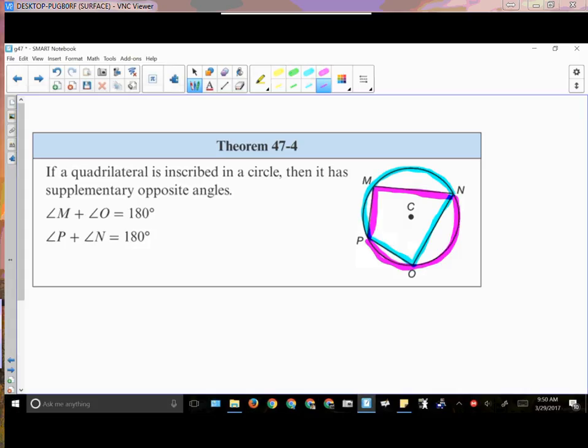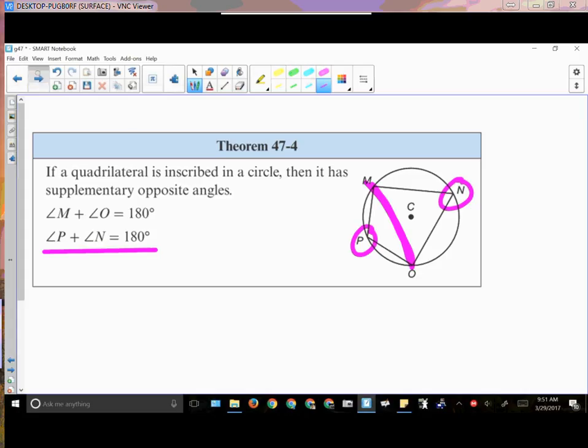Also, here's another thing. How many degrees are in a quadrilateral on the inside? 360 degrees, correct? So if angle P here and angle N would equal 180 degrees, that means that these two here must also add up to 180 degrees, right? Because there's only 360 degrees in a quadrilateral. Does that kind of help out? Yes, no, maybe so.